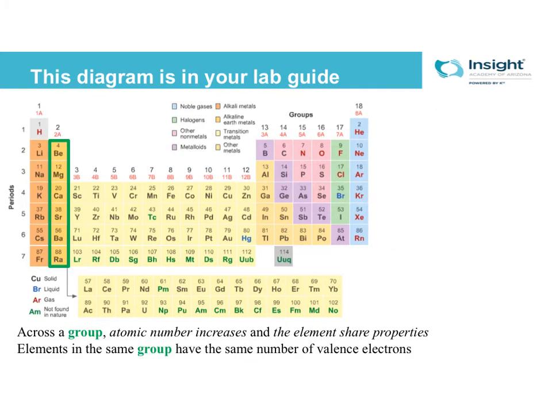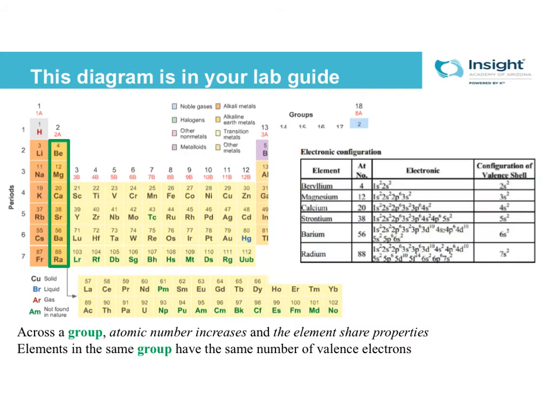Looking at groups, again, atomic number increases, but this time the elements share the same properties, whereas with our periods, each element in the same period actually had different properties. And then the elements in the same group have the same number of valence electrons, or the end of their electron configuration is identical, even though it's in a different level. So let me show you what that looks like.